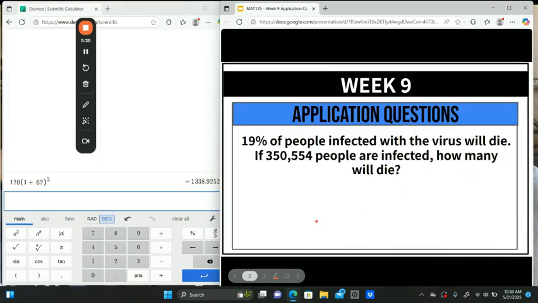Percent of people infected with the virus will die. If 350,554 people are infected, how many people will die?